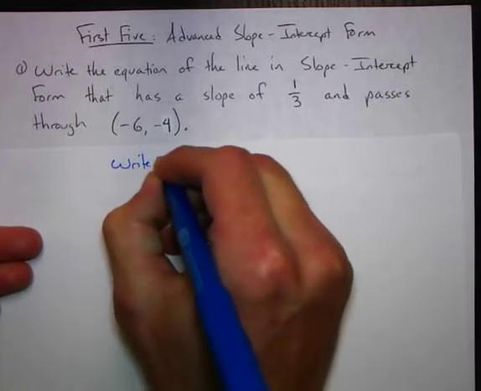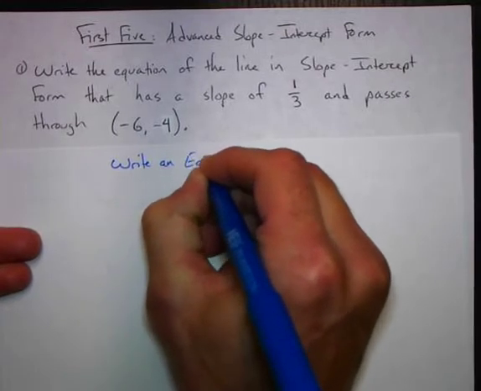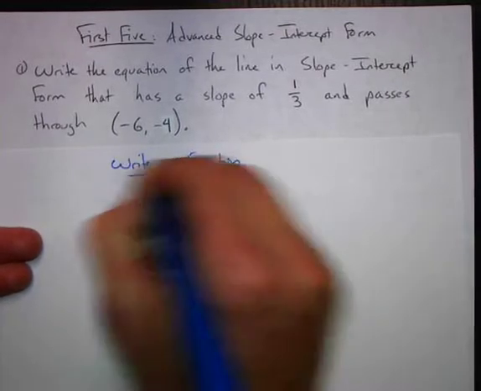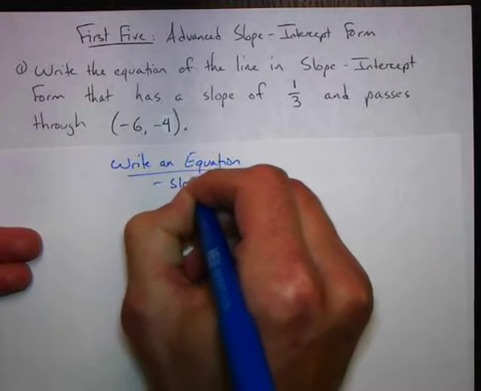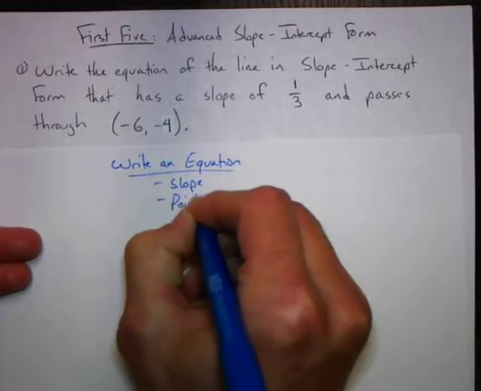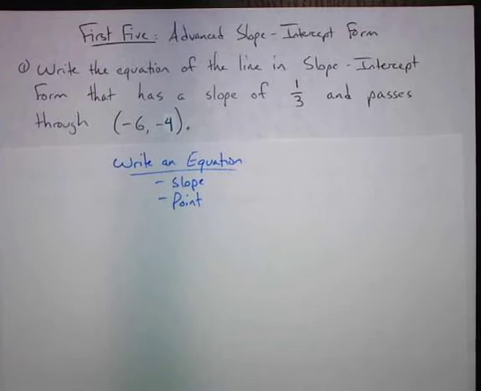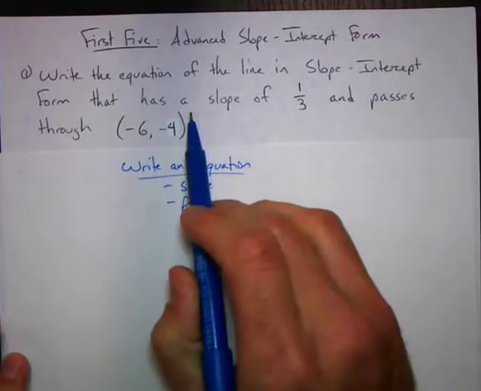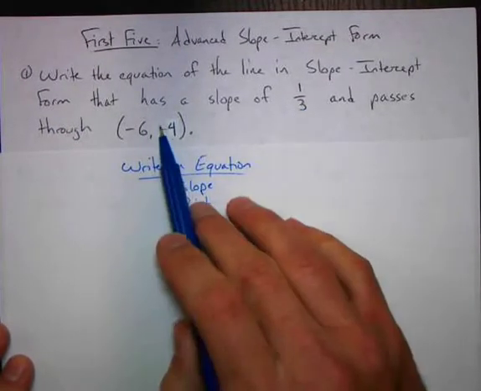Now just a quick refresher, when we're talking about writing equations, remember we need two things. To write an equation we need two things. We need a slope and a point. So we're going to need a slope, we're going to need a point. And then when we look in the first question, we're given just that. We're given a slope and a point.